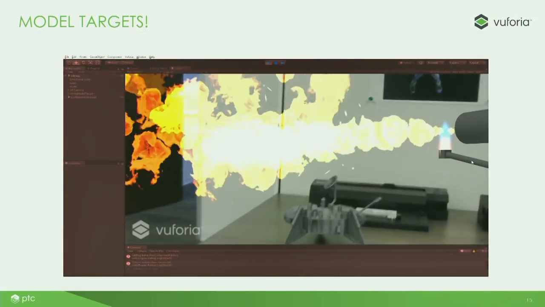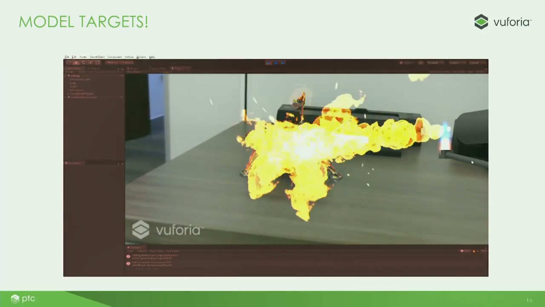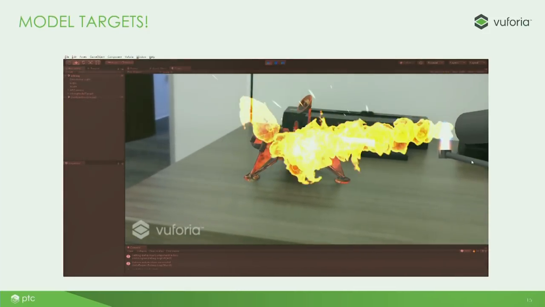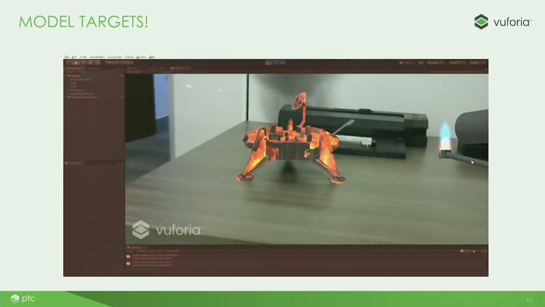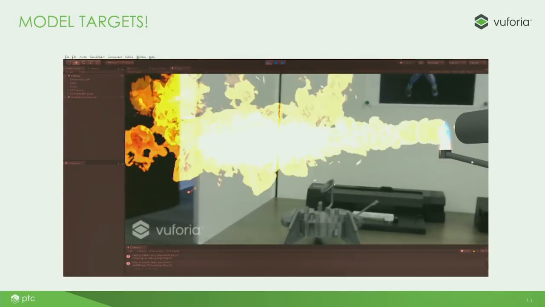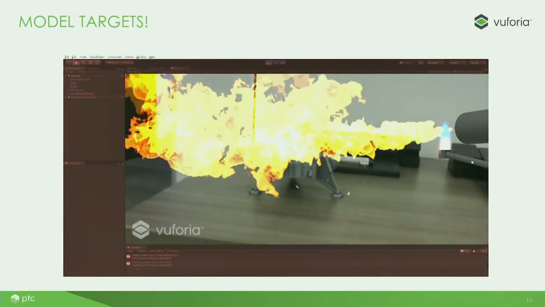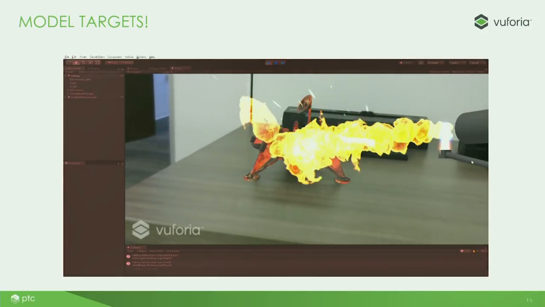Here's another example. This time here we're setting the object on fire using a flamethrower. So what I want to point out here is again that we're having this interesting interaction between physical and digital.